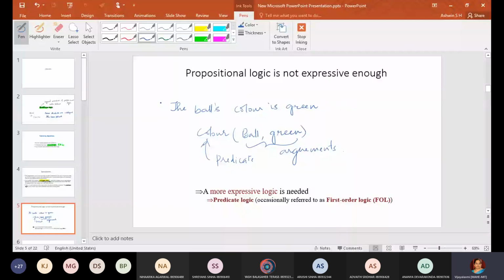Similarly, as a second example, Rahul likes mangoes. Here I can write a predicate like likes(Rahul, mangoes). In this way, by making use of the predicate, we can express these sentences. So predicate logic, occasionally referred to as FOL, is a more expressive logic.